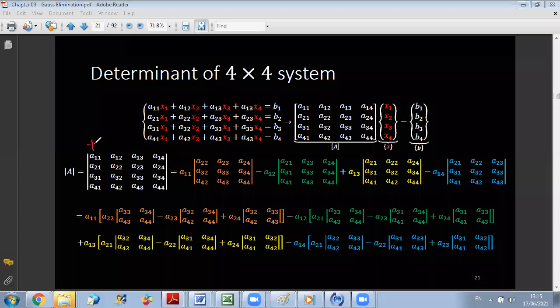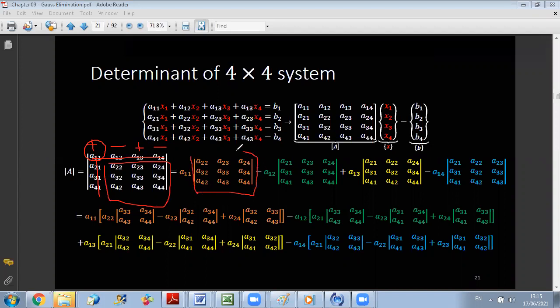And here, plus, minus, plus, minus. I start with plus A11. I drop the row and the column of A11. This will be the matrix that remains. I put it here, and I should determine its determinant. The next element will be minus A12. So now I drop the column of A12 and the row of A12. What are the remaining elements? These ones, they will constitute a matrix of 3 by 3.